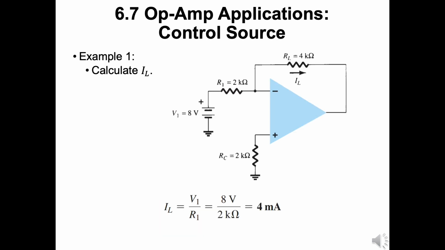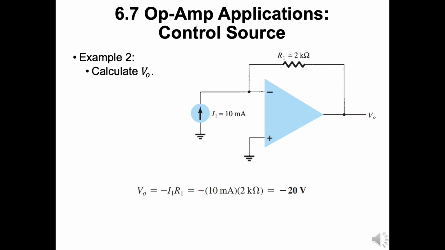Here is the example for the control sources. The question asked is how to calculate the IL. The IL is the current which flows at the RL. As a voltage-controlled current source, I0 is V1 by R1. Therefore, 8 over 2 kiloohms will be 4 milliampere.